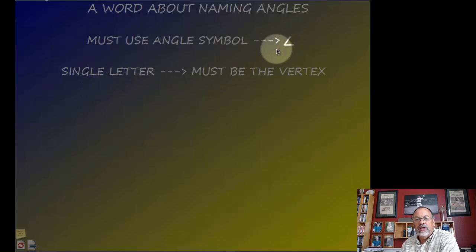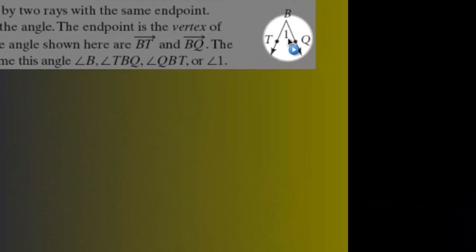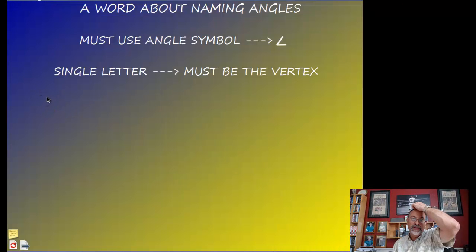So you can use the angle with a single letter, which if we go back to our example here, they used angle B. Notice the B is the vertex, and they use the angle symbol. Okay, you can't use T, and you cannot use Q as your single letter. Why not? Well, that goes back to the rule I just gave you. Why can't you use T or Q? Because the letter that you use has to be the vertex, nothing else.